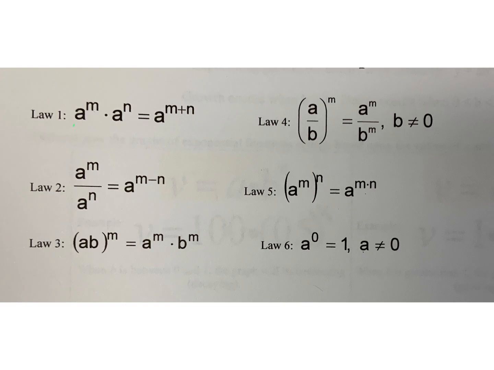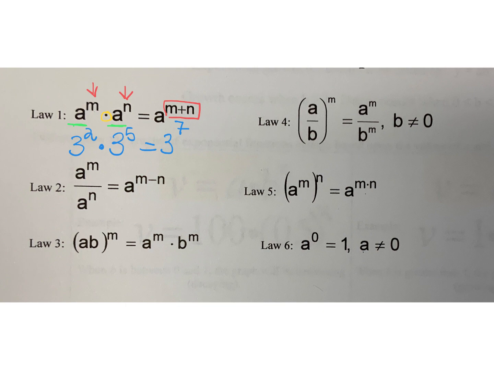This a at the bottom is called the base, so my bases are the same, and I'm multiplying. And if my bases are the same and I'm multiplying, and I have two different powers, then I can add the powers up. An example of this would be something like 3 to the second times 3 to the fifth would equal 3 to the seventh, because 2 plus 5 is 7.